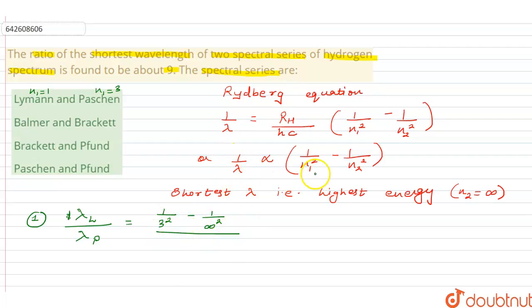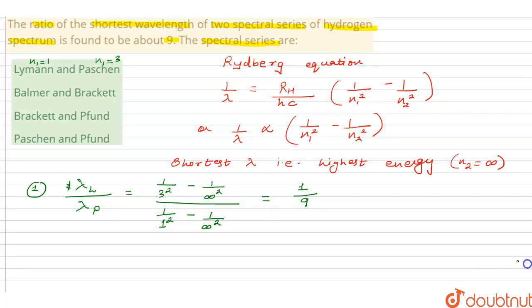Since 1 by lambda is directly proportional, that is the reason we are going to put it in an inverse manner. So 1 upon 1 square minus 1 upon infinity square. I hope you are getting this point. So this is going to be 1 upon 9 minus 0 and 1 upon 1 minus 0. So that's going to be 1 upon 1, that is 1 itself, and 1 upon 9. As it goes up in the numerator, it becomes the reciprocal, and hence it would be written like this. So 1 upon 9.